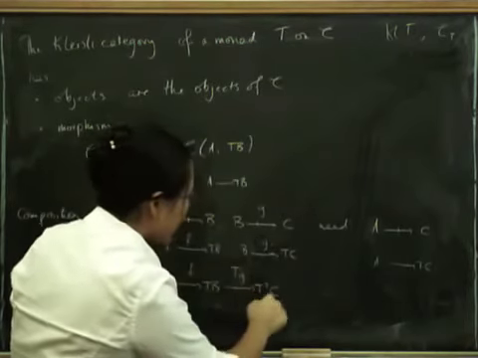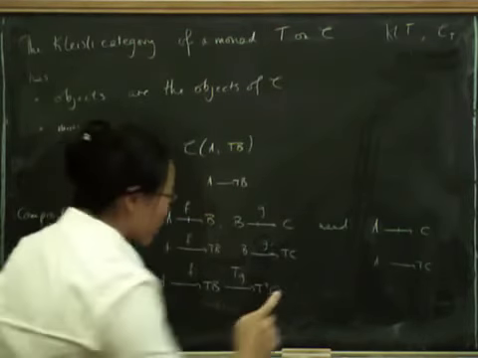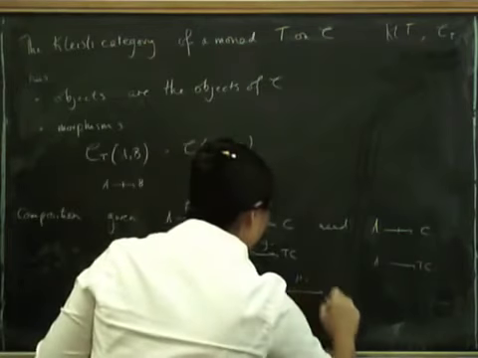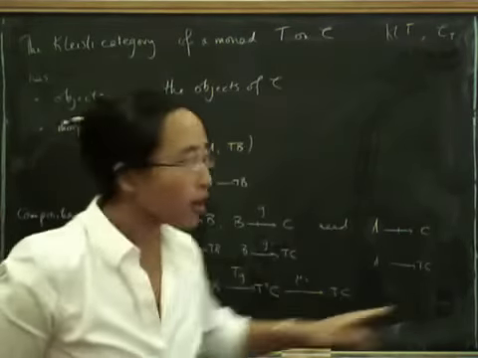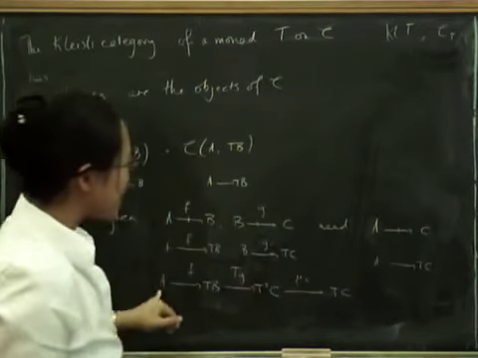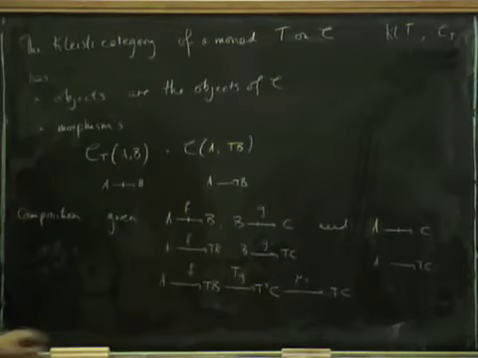We hit it with T, and now we haven't quite landed in the right place, but mu is now going to come to the rescue, because if we stick mu on the end here, it's going to take us back down to TC. So we've got a map from A to TC, which is exactly what we wanted, because that's the form of a map A to C in the Kleisli category. Okay, so that's what composition is.